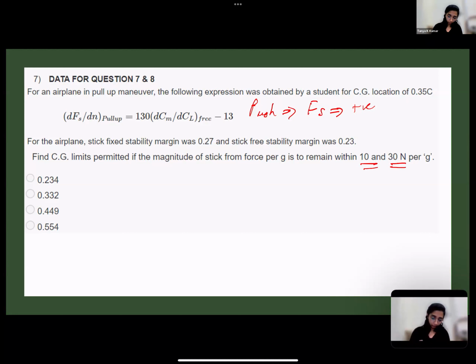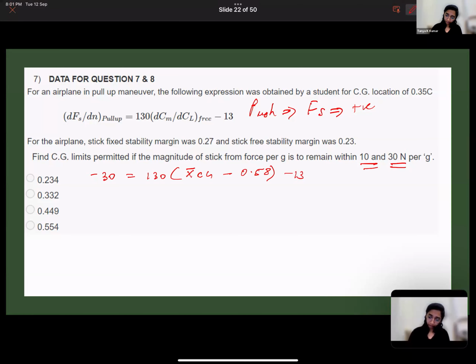So dFs by dn, let's start with minus 30. Minus 30 is 130 into X bar CG minus X bar NP prime was 0.58 minus 13.